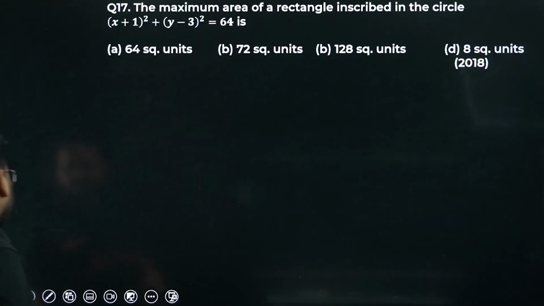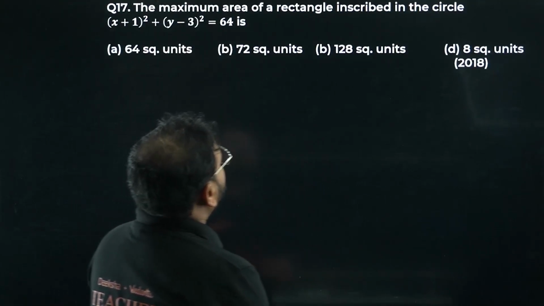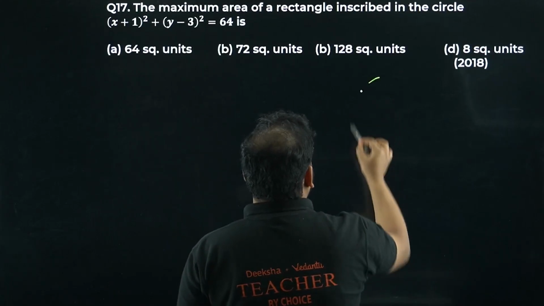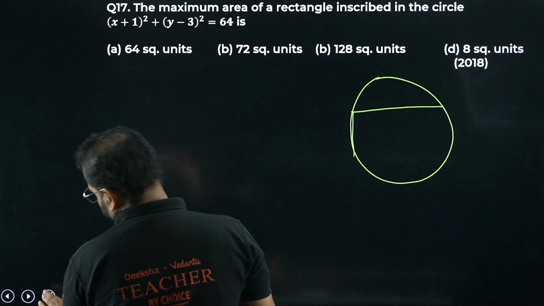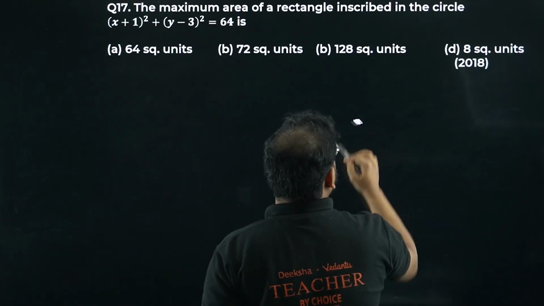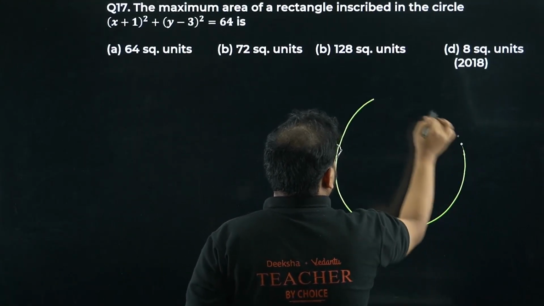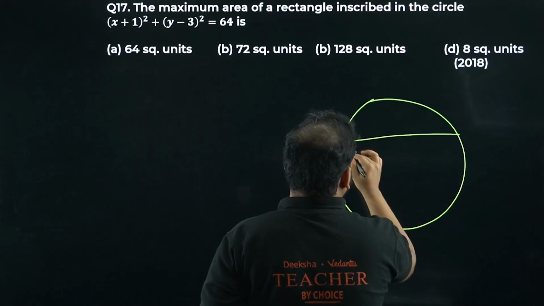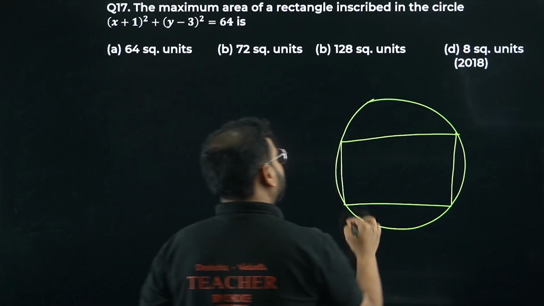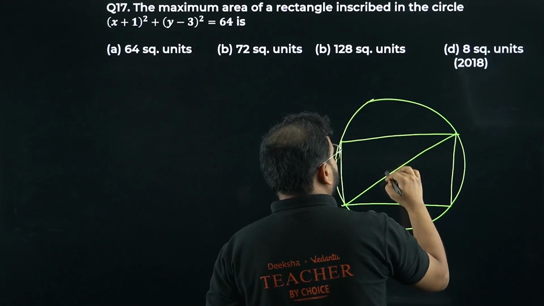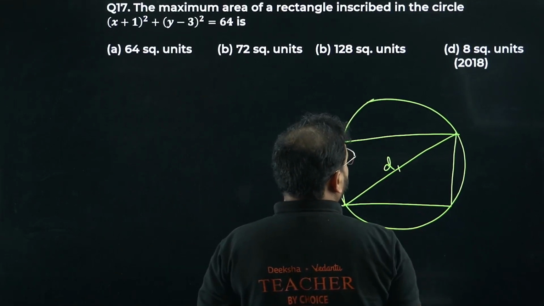17th now. I've tried not to make any mistake, but if I have made any, let me know. 17th now, the maximum area of a rectangle in a circle. This is possible only if it is a square. That's a property. So let's draw a circle. The quadrilateral or rectangle in this will have maximum area only if it is a square. In that case, you will have this as the diameter of the circle.